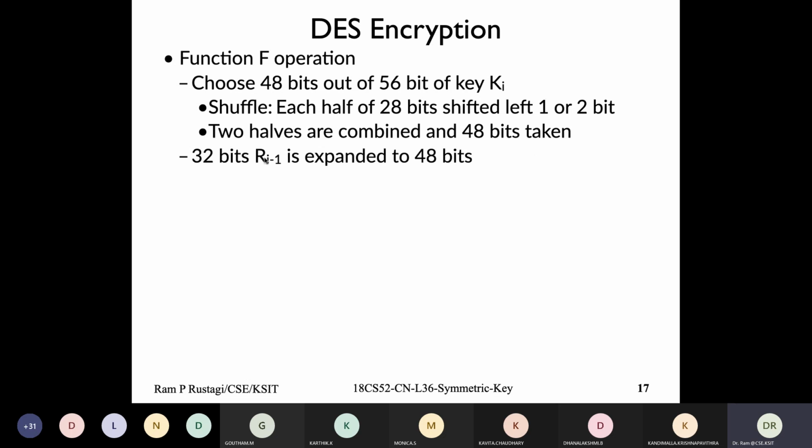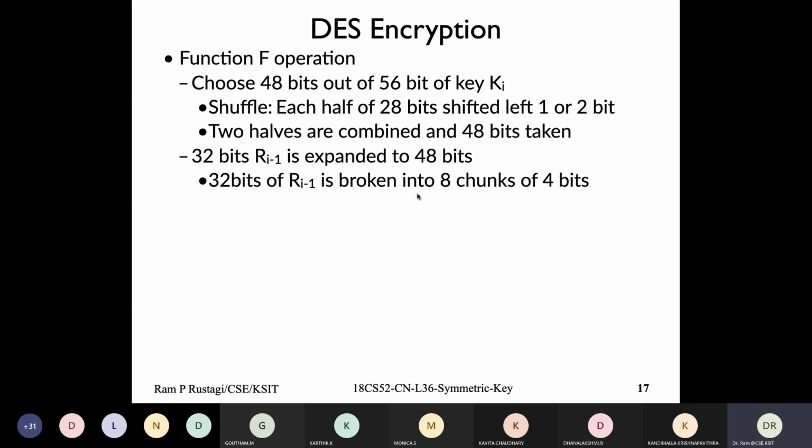Now we have R(i-1), the right half of 32 bits. To do an XOR or substitution, I need 48 bits again, because I've taken 48 bits of key. So I need to convert the 32 bits of R(i-1) into 48 bits. How do we do that? That means I have to add 16 extra bits. The way it is done is that these 32 bits are divided into 8 chunks, each of 4 bits.